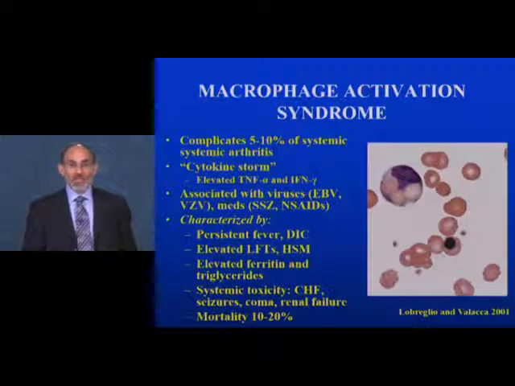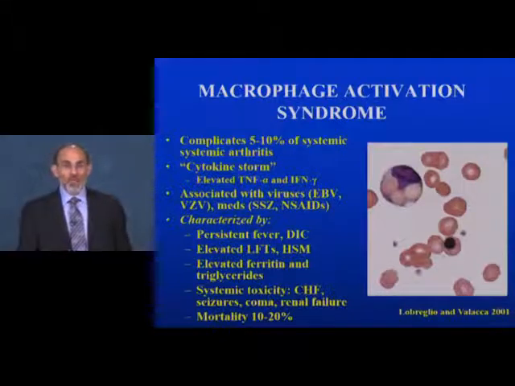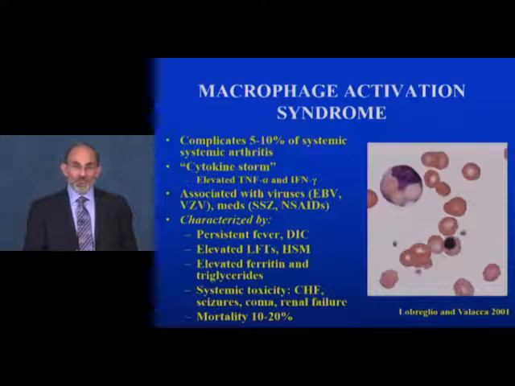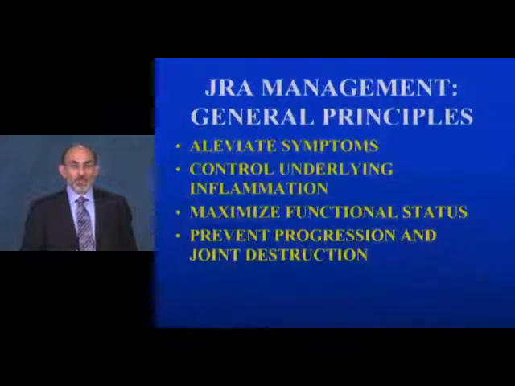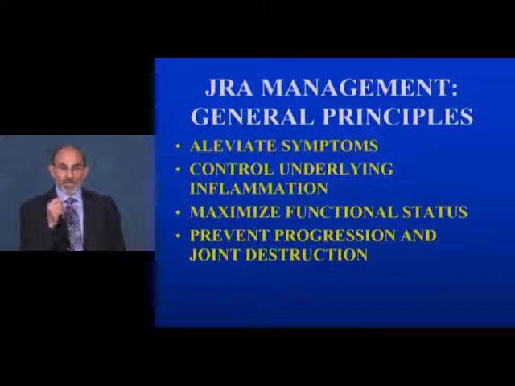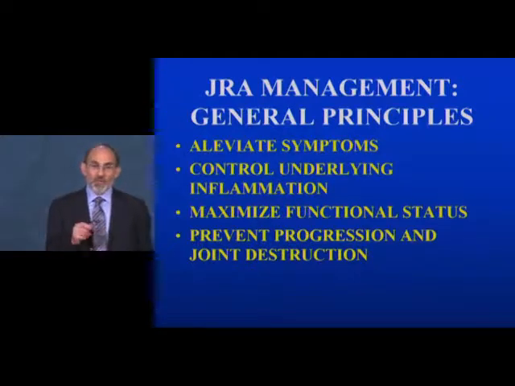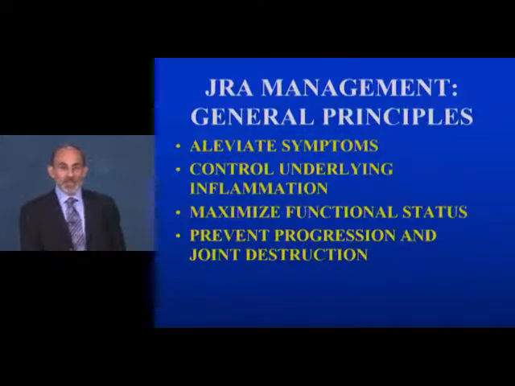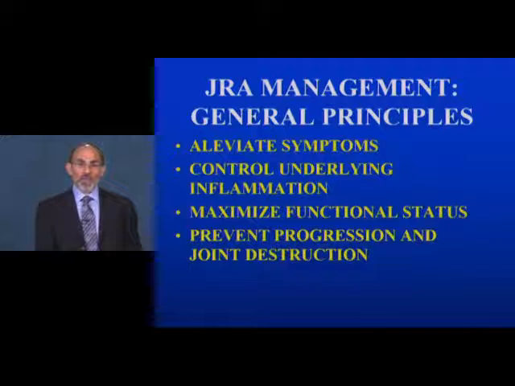reaction. This disease is characterized by fever, disseminated intravascular coagulopathy, elevated liver function tests with hepatosplenomegaly, elevated ferritin and triglycerides, and systemic effects of severe cytokine release with congestive heart failure, seizures, coma, renal failure, blood clots, and eventually potentially death. So that's important to keep in mind if a patient who has systemic arthritis and may have a waxing and waning fever or some arthritis suddenly develops a chronic fever, a rash, and does not seem to be responding to the typical therapies that have been used for the arthritis.